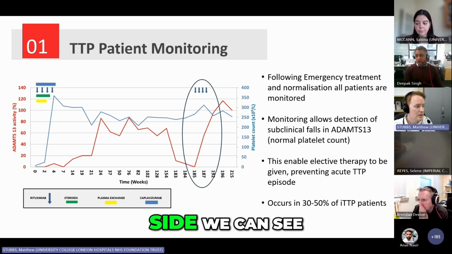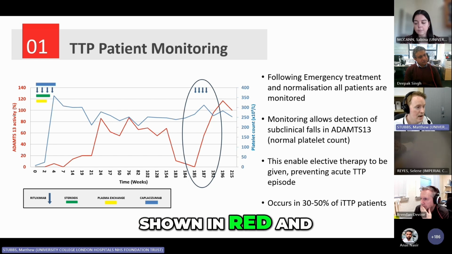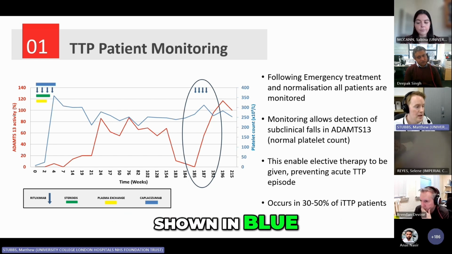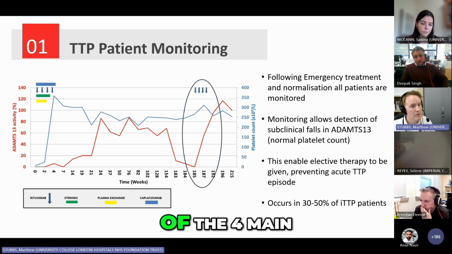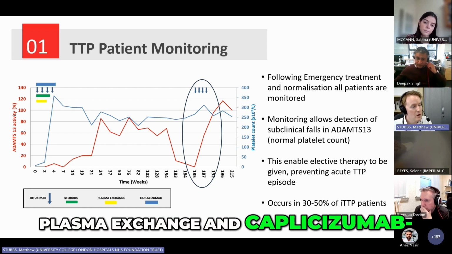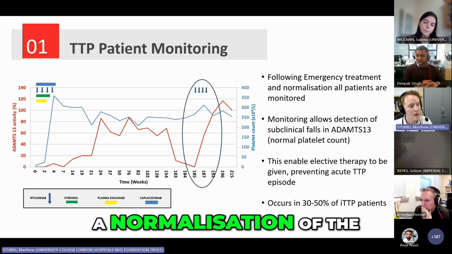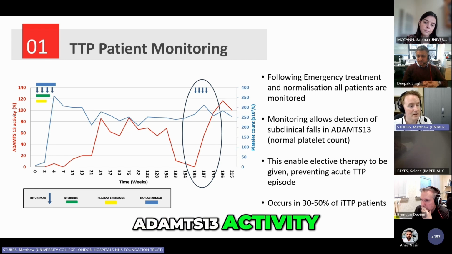So on the left-hand side, we can see at time point 0, patients have a low ADAMTS13 shown in red and a low platelet count shown in blue. But after the introduction of the 4 main treatments, rituximab, steroids, plasma exchange, and caplacizumab, we'd expect firstly a brisk improvement in the platelet count, and following on from this, a normalization of the ADAMTS13 activity.